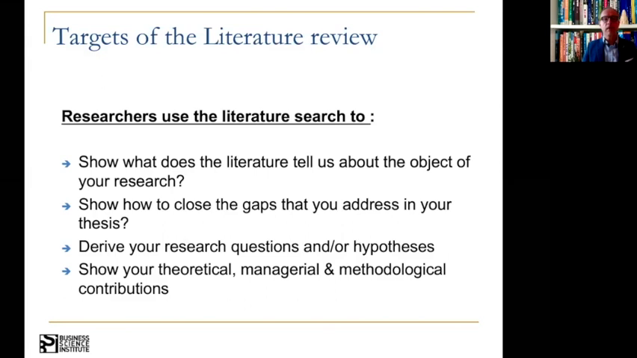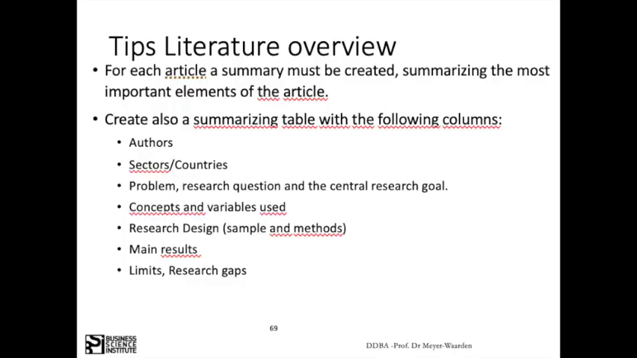So let's see some examples about how to do a literature review. Researchers use the literature to show what the literature tells us about the object of the research, to show how to close the gaps that the researcher addresses in the thesis, to derive the research questions and/or hypotheses, and to show the theoretical, managerial, and methodological contribution. So let's see some tips, advice, and practical examples of how to do a literature review.